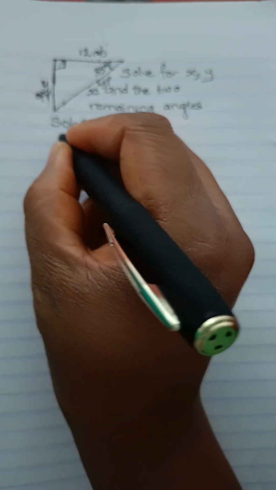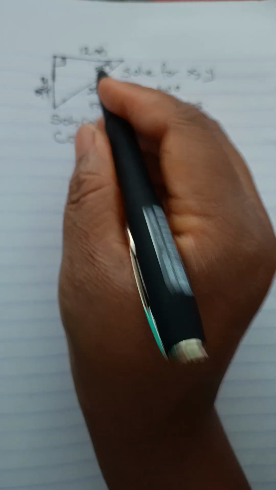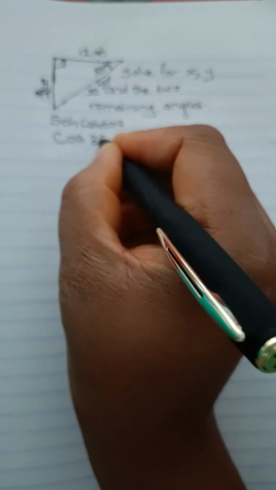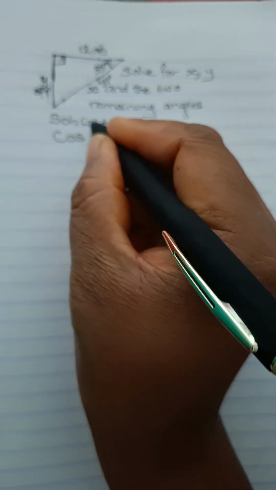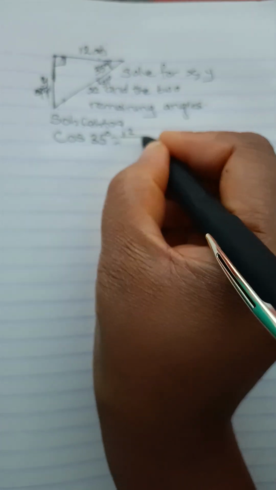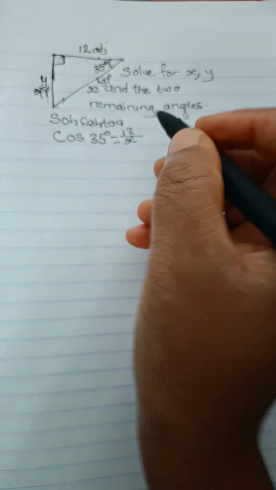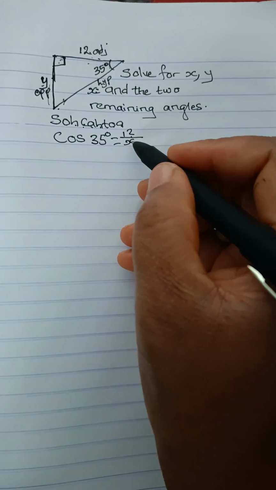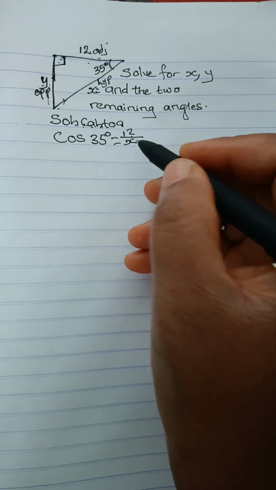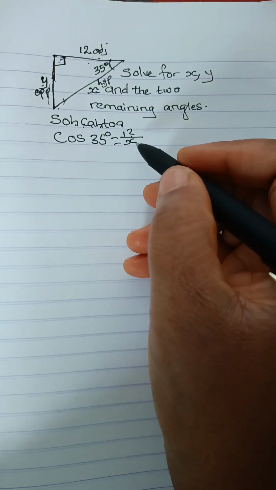So we solve it this way: cos 35 is equal to adjacent, which is 12, over hypotenuse, which is x. After you've done this, you have to make your x stand alone so that you can solve for x. So how do we make x stand alone?